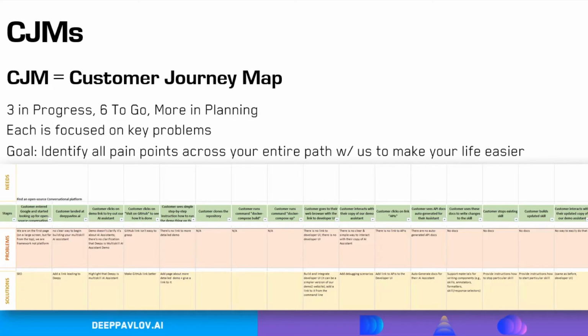We also provide you a simple developer UI that you can use to debug your multi-skill AI assistant and so on. So this is just an example of customer journey maps. We have 3 in progress. So we have 6 more to go, and we have even more in planning. Each of them is focused on key problems, and this is a method that we will continue using to make version 1.0 an even better and more simple experience for conversational AI developers that want to go with us on our path to true conversational AI.